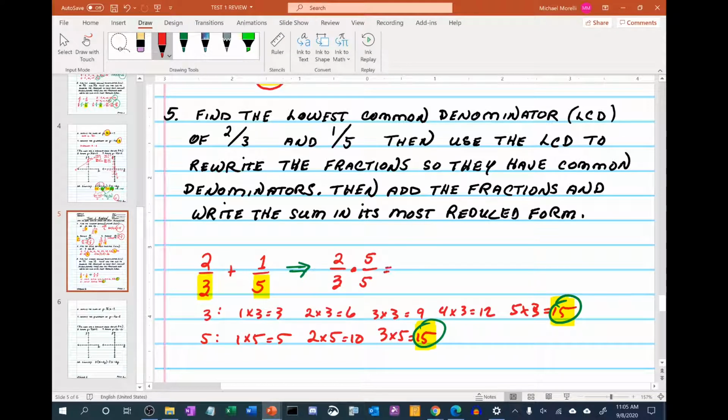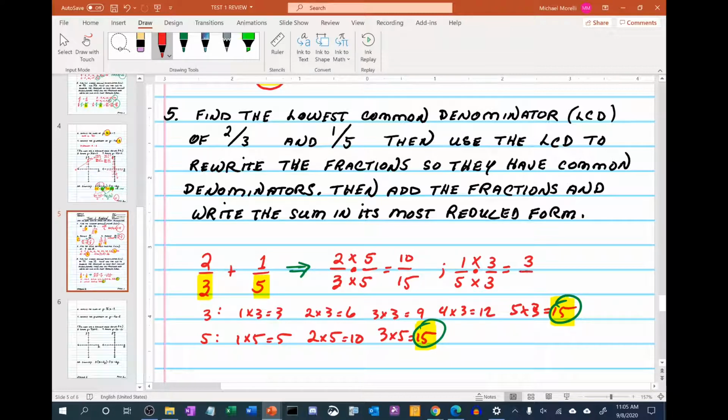Let's see what that equals. Multiply across the top and across the bottom, we get 10/15. Now let's do the same thing for 1/5. Take 1/5. This time I'm going to multiply by 3/3, because that will make the denominator 15, and 3/3 is a fraction that reduces to 1.